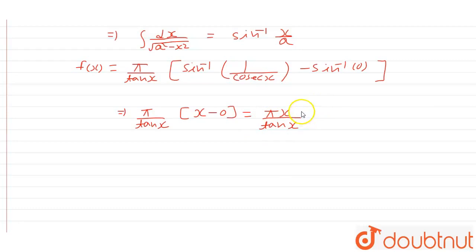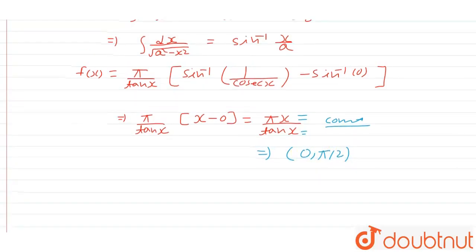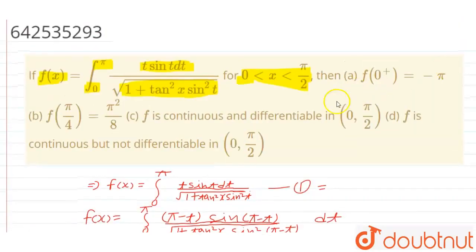So we also know that both pi x and tan x are continuous. So finally we have to write it. The answer is all this value will come continuous at 0 to pi by 2. So there we have to see the options. So here option D is nothing but f is continuous but not differentiable in 0 to pi by 2. So our option D is the correct answer.